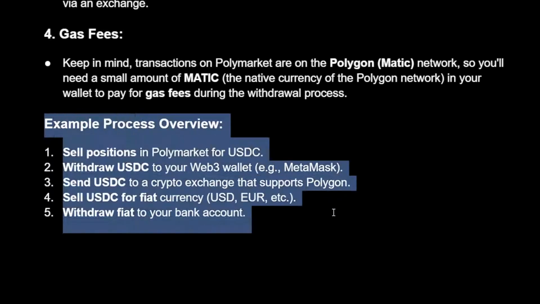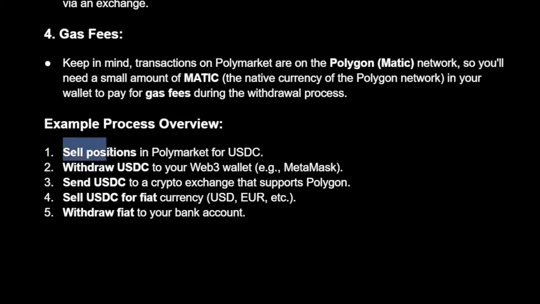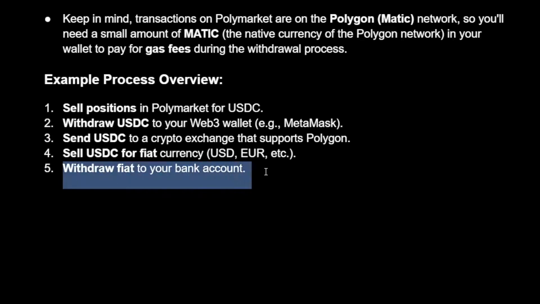And here's an example overview of the process. You've got to sell your positions in Polymarket for USDC. You've got to withdraw USDC to your Web3 wallet, such as MetaMask. Then we've got to send USDC to a crypto exchange that supports Polygon. The fourth step will be selling the USDC for fiat currency and withdrawing the fiat to our bank account.